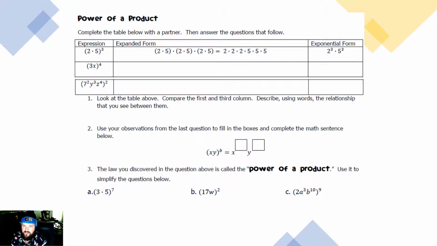So if we have this with a 3x raised to the 4th, that's the same thing as saying we have 3 to the 4th times x to the 4th. Okay?